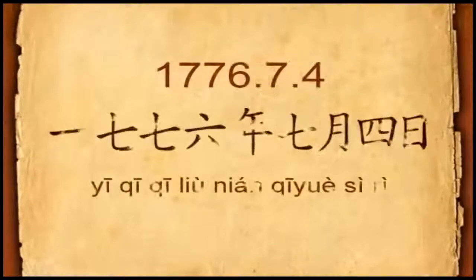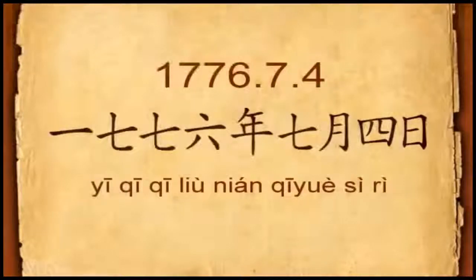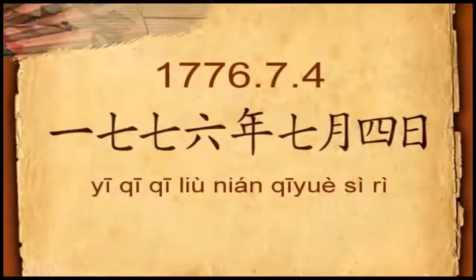Here's another example. When did the United States celebrate its first Independence Day? July 4th, 1776 is correct. How would you read it in Chinese? You would say 1776年7月4日. Practice reading dates the Chinese way, and you'll find it very easy.